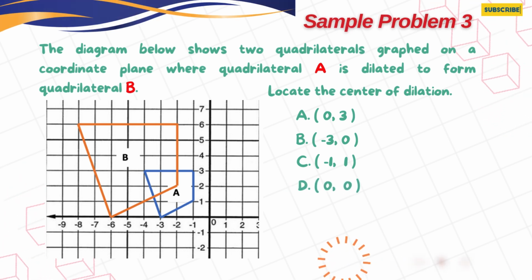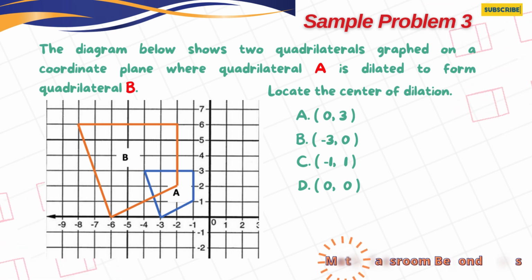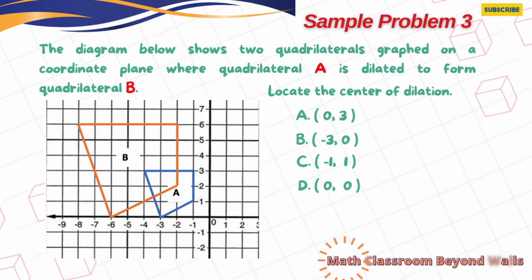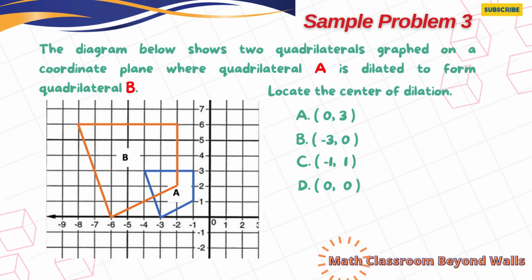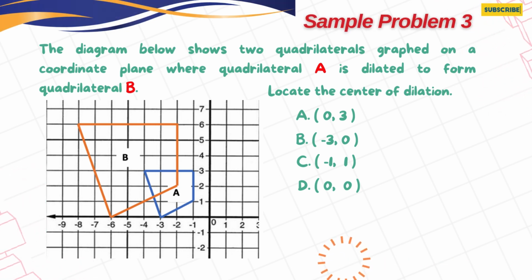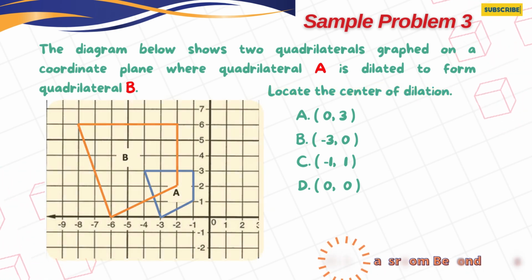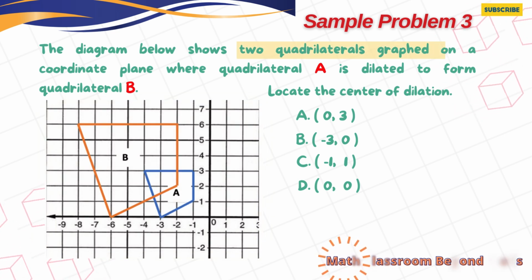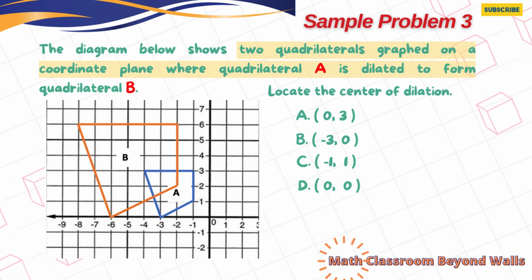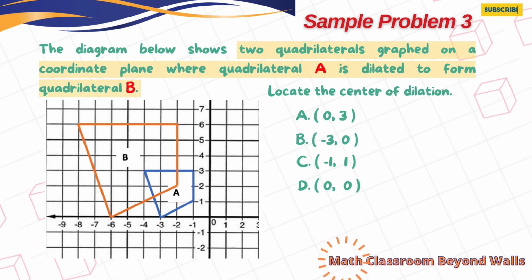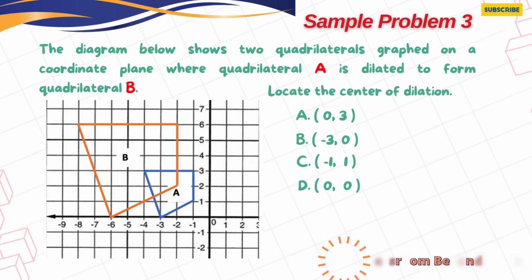As usual, we begin by reading the whole problem and may read it several times when needed to know what we're looking for, to determine what are given, and to figure out how the given information helps find what we are looking for. What is asked in the problem, learners? Right, we are to locate the center of dilation. What are given? We're given a figure with two quadrilaterals graphed on a coordinate plane where quadrilateral A is dilated to form quadrilateral B. So we start by identifying the corresponding points on the preimage and the image.